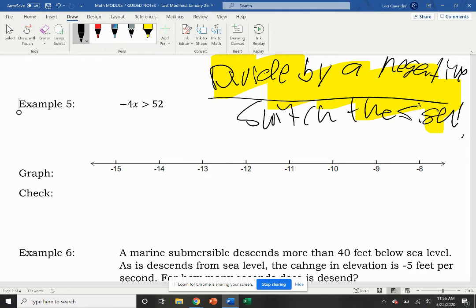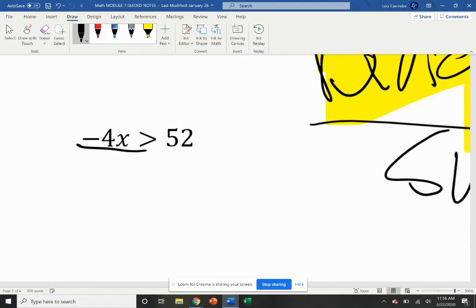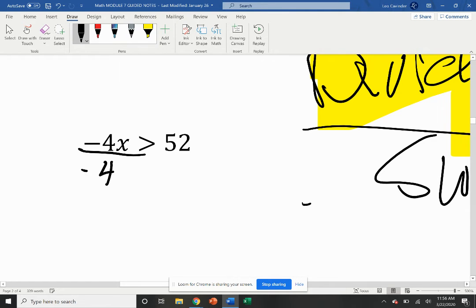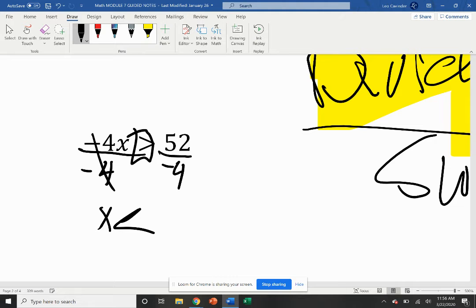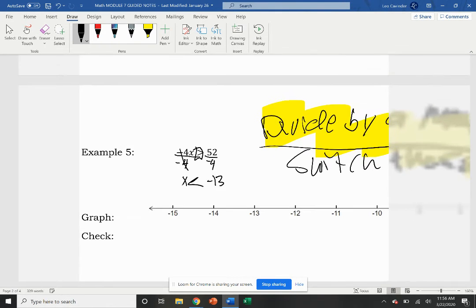So let's go through. Obviously, we need to divide this by a negative 4. I'm going to zoom in a lot. Negative 4 on both sides. We're dividing by a negative, which means that this sign right here needs to be switched. This cancels out, it gives us x is now less than 52 divided by negative 4, which is negative 13.